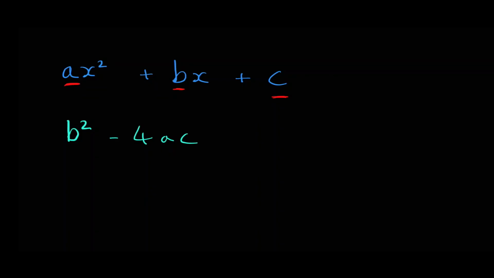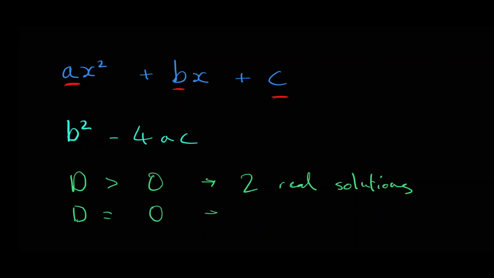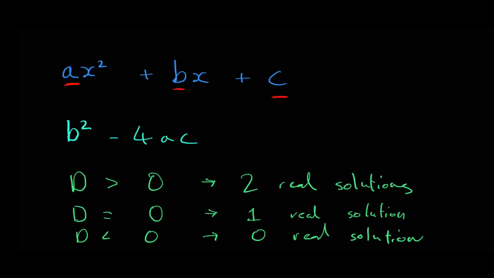Now after you've calculated the discriminant, you'll know how many real solutions your quadratic has, because the rule is, if the discriminant is greater than 0, your quadratic has 2 real solutions. If the discriminant equals 0, your quadratic has 1 real solution. And if the discriminant is less than 0, the quadratic is going to have 0 real solutions. Alright, now let's go through some examples.